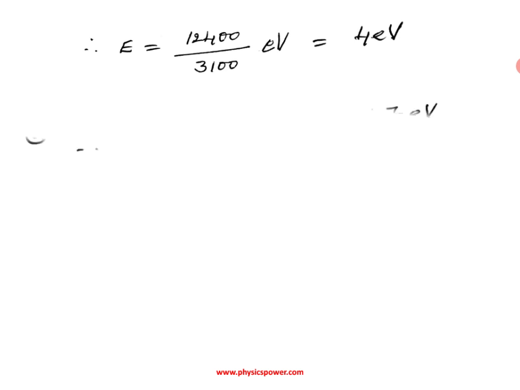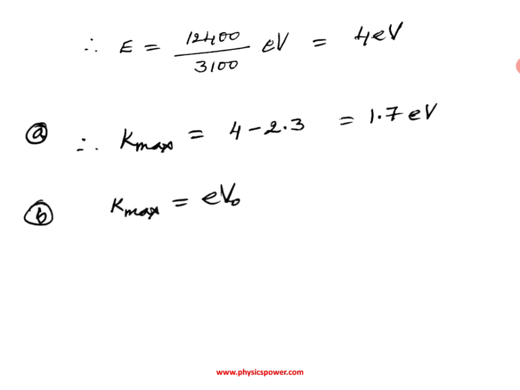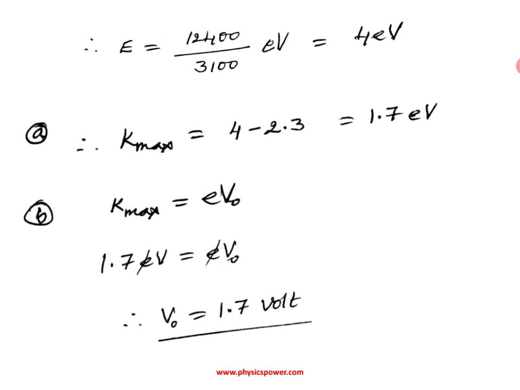Now further they are asking maximum kinetic energy. So kinetic energy is nothing but total energy of the photon minus work function. So work function 2.3, so that is why answer is 1.7 electron volt. Not only that, they are asking stopping potential also. So according to Einstein photoelectric equation, kinetic energy is also equal to electron charge into stopping potential. So kinetic energy value already we know, 1.7 electron volt equals to e V naught. So both sides electron charge get cancelled. So stopping potential V naught equals to 1.7 volt.